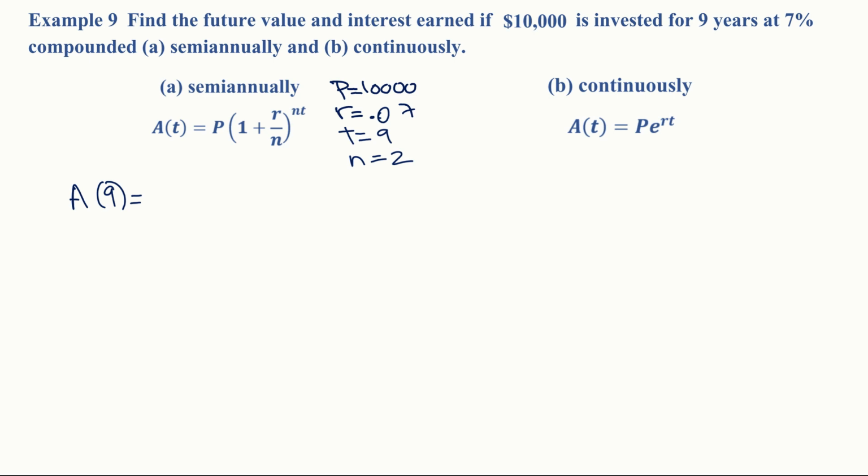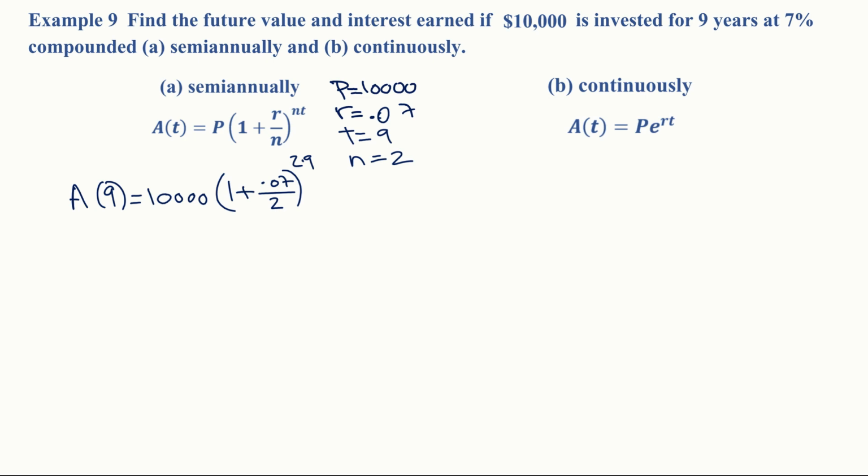So we get P, which is 10,000 times 1 plus 0.07 over 2, which is n, the number of compounding periods, to the power of 2 times 9, right? N times t. All right, so at this point, all we have to do is plug it into the calculator, let it do the crunching for us.